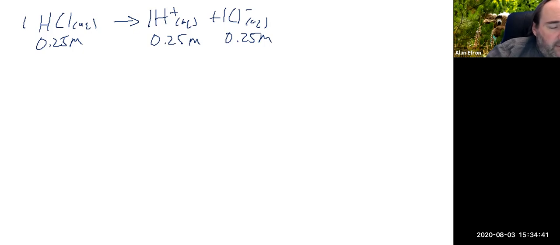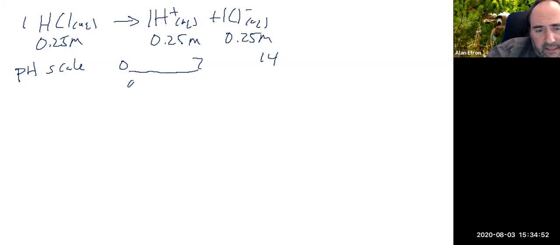This also works really well when we talk about the pH scale, which we also talked about. The pH scale runs from 0 to 7 to 14. Below 7, down to 0, is acidic. Above 7, up to 14, is basic.